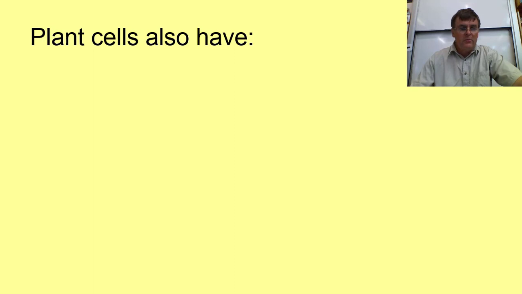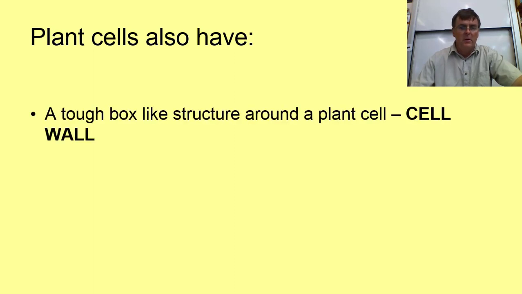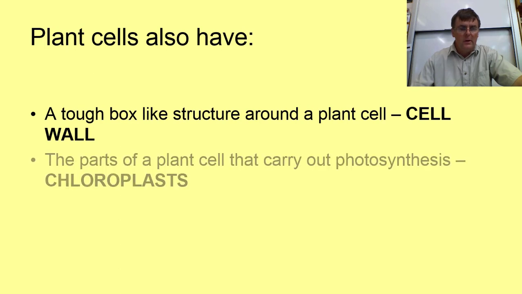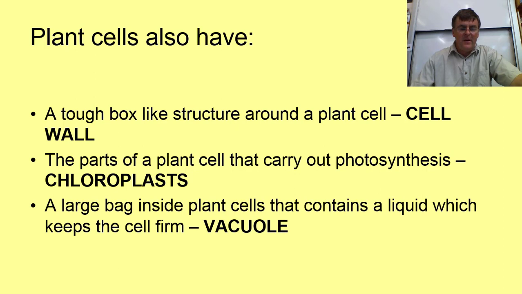So, plant cells. If you're looking at these three things, you've got a plant cell. If it has a cell wall, if it has chloroplasts, and if it has a large sort of bag inside the cell that's full of liquid, that's the vacuole.